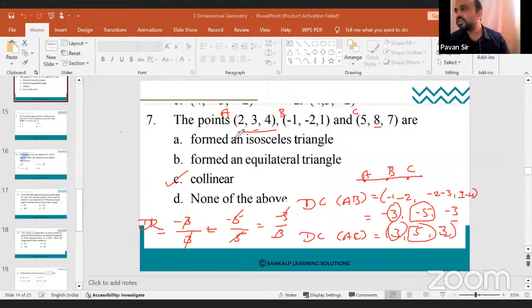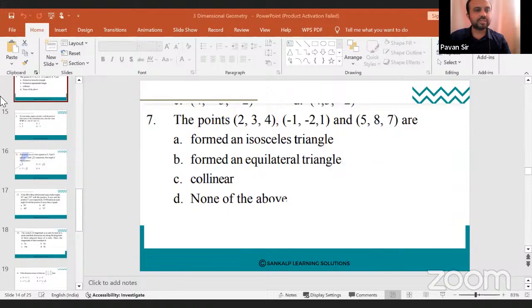Have you all understood this? Yes, Geeta K has given the correct answer. Next question, students.